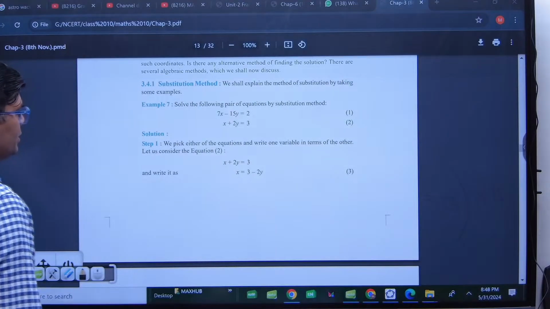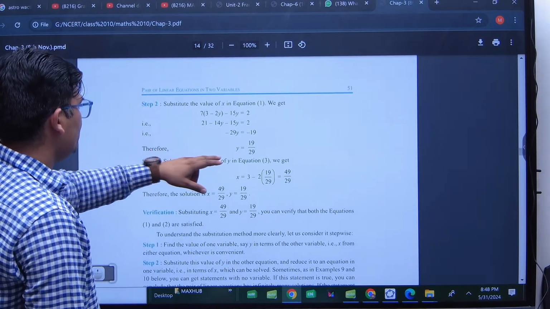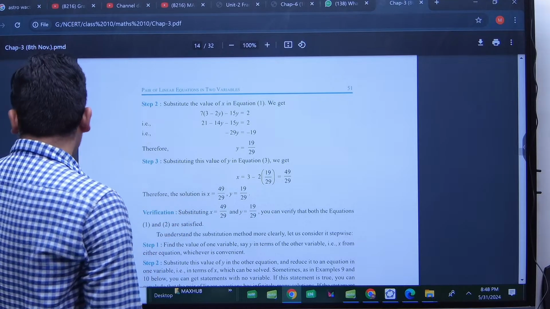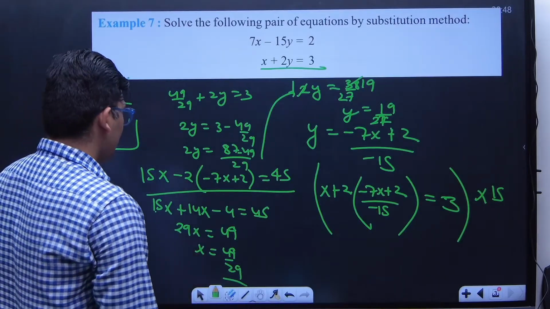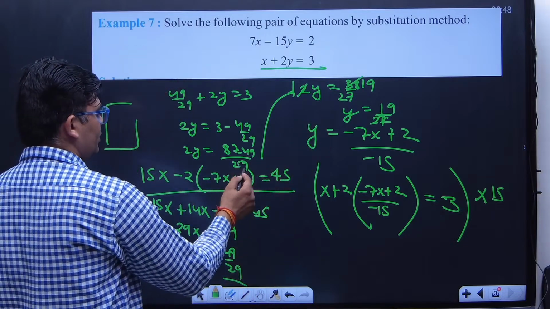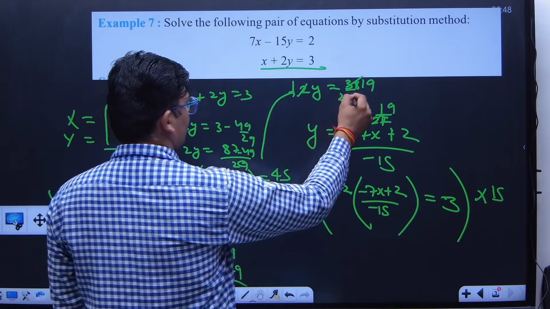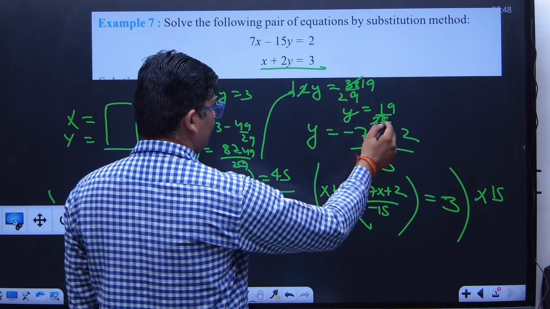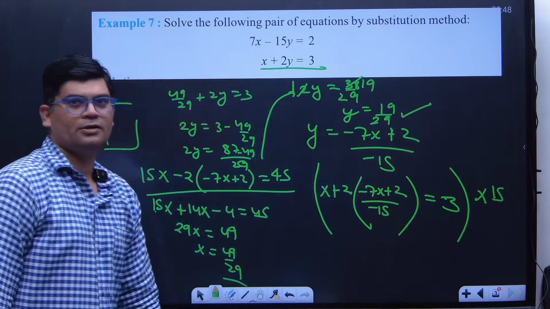Let us check the answer. So 19 by 29 and 49 by 29. Okay, so it should be 29, I think. I made it 27 accidentally. It is 29. Handwriting should be fair enough so that you can understand. So the answers are correct.